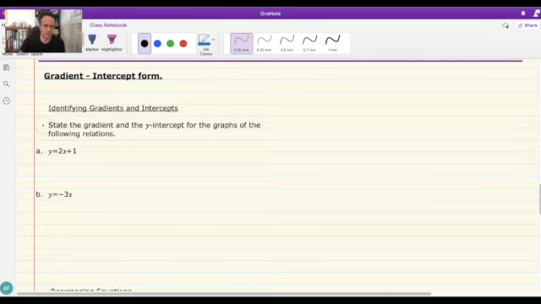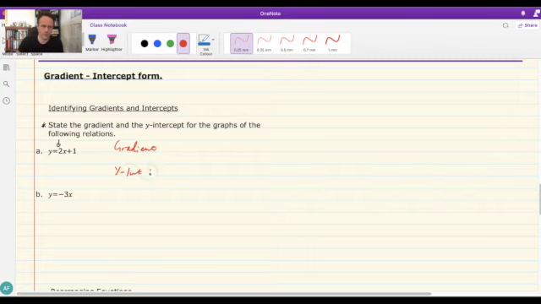So jumping straight into it, our first thing is going to be to identify the gradients and their intercepts. For these couple below, we want to state the gradients and the y-intercept for the graphs of the following relations. So these are our relations. Some people might have called them equations in the past, and we want to find the gradient and the y-intercept.